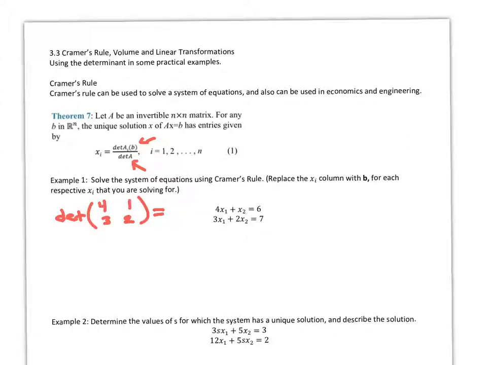So if I look at the denominator, I can find the determinant of the coefficient matrix that I do have there. So this is going to be 8 minus 3, which is equal to 5. So that's going to be my denominator there.